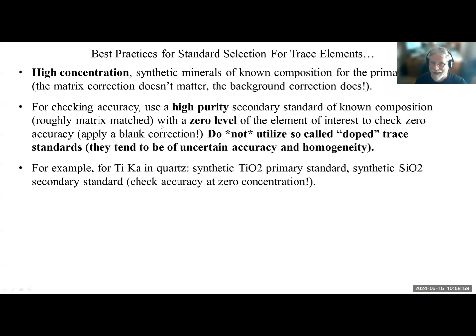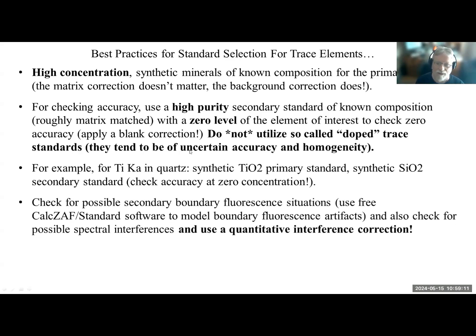So for example, measuring titanium in quartz, we use TiO2 as a primary standard and synthetic SiO2 as a secondary standard to check for accuracy at zero concentration. Okay, and this is published. I'll get a reference here in a second. And then we also check for boundary fluorescence situations. Run CalcSAF standard. It's actually the standard app that comes with CalcSAF. You can model these fluorescence characteristics and know that they are not a problem.